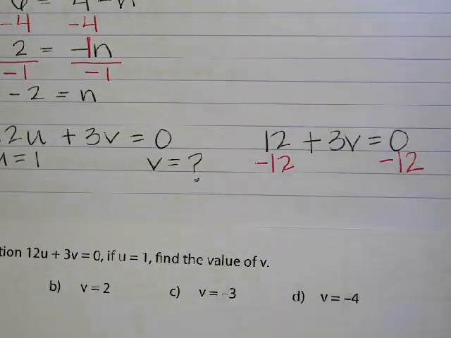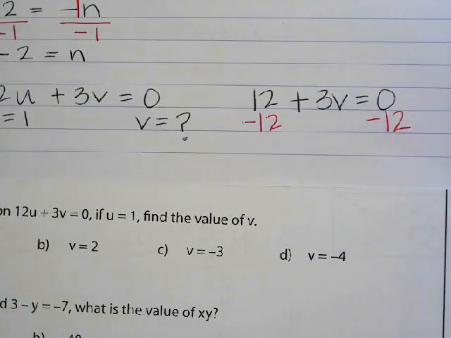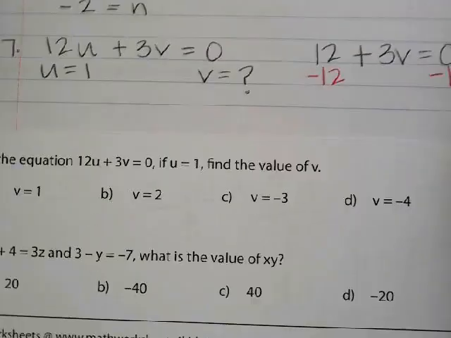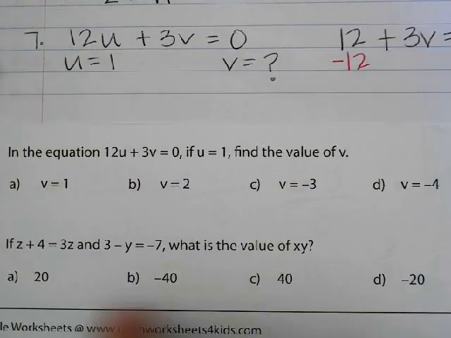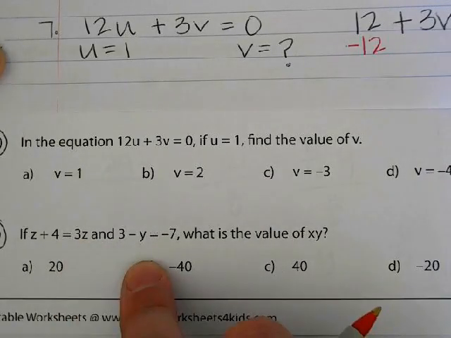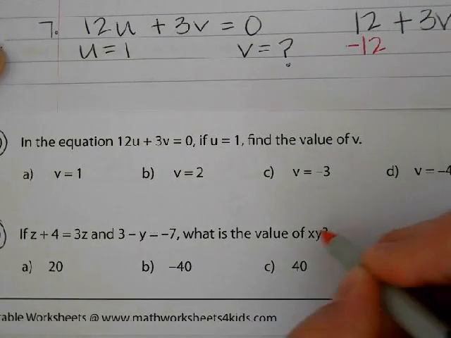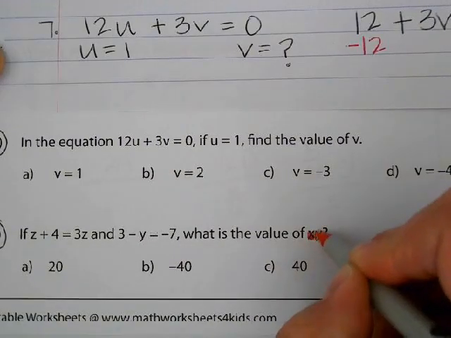Now, number 8 is confusing because there's a typo. It says there's a problem with z, there's a problem with y, and then it says what is xy? It should say what is zy? So number 8 is very similar to number 2.